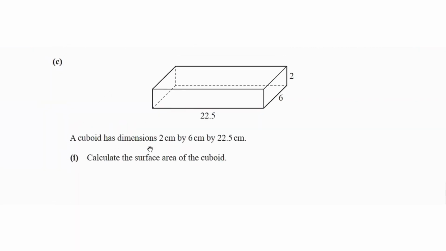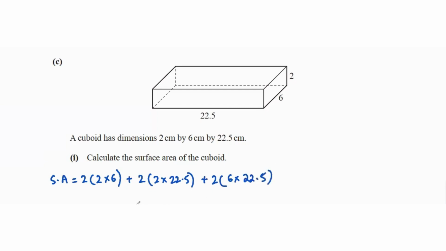Part C says the cuboid has dimensions 2 centimeters by 6 centimeters by 22.5 centimeters. Calculate the surface area. So surface area is going to be 2 times 2 times 6 plus 2 times 2 times 22.5 plus 2 times 6 times 22.5. We solve this, we get 384 centimeter square.